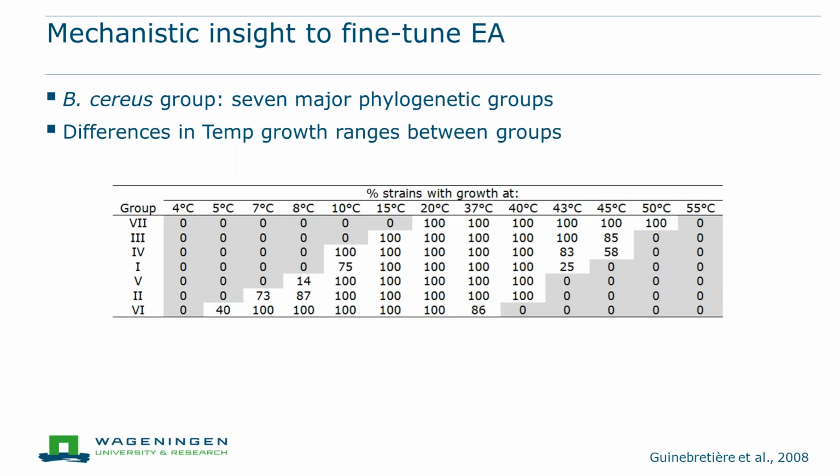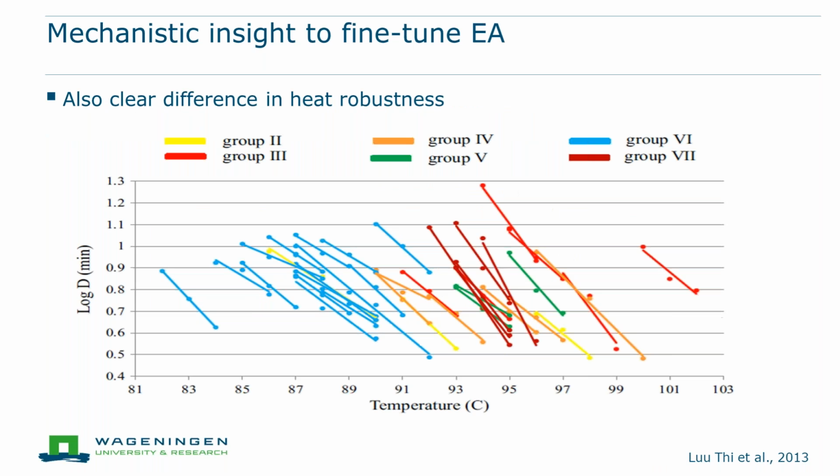And the French group of Cunebritaire determined the growth ranges of these 7 subgroups. And as you can see in the table, the most psychotolerant group is group 6. Next to growth, for exposure assessment, you also need info on heat resistance. And this was determined by the group of Chris Michiels. As you can see, the heat resistance of the 7 different groups differed largely, and therefore it's very difficult to compare the strains by comparing the D values at only one temperature.